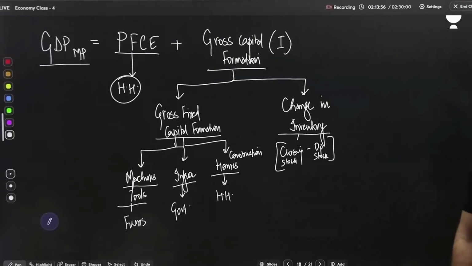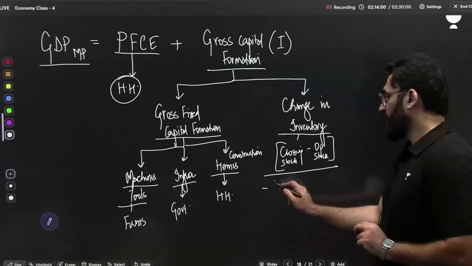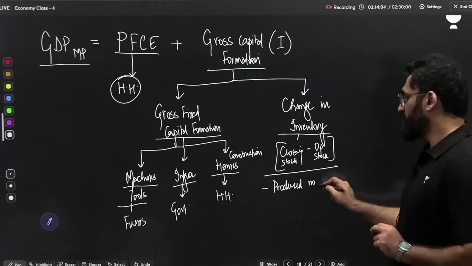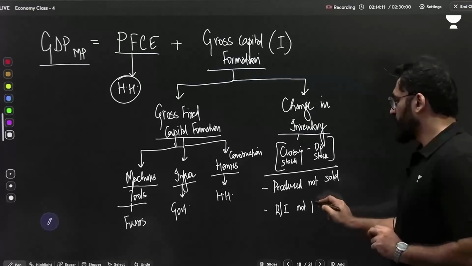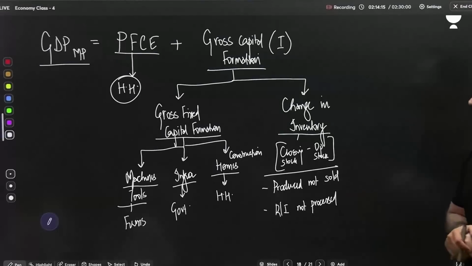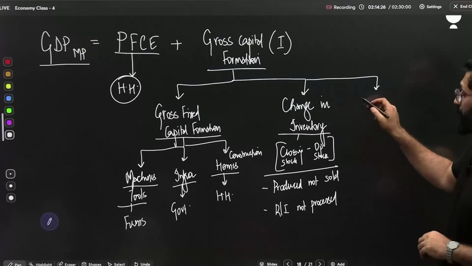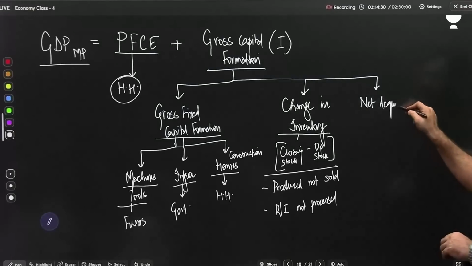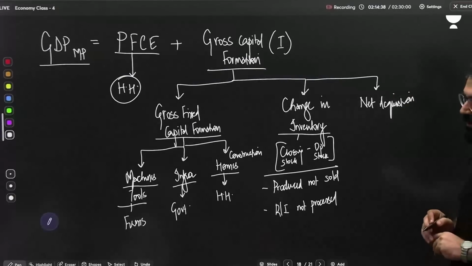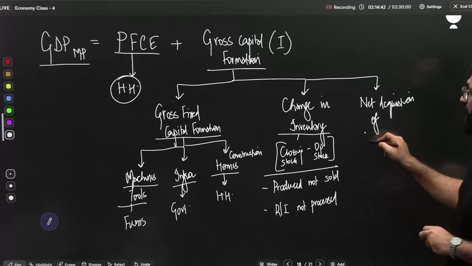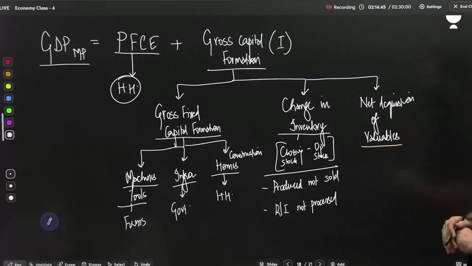Second, change in inventory of the firms, which includes goods produced but not sold, and raw and intermediate material which is not processed.